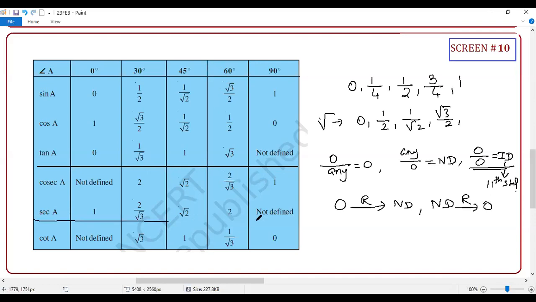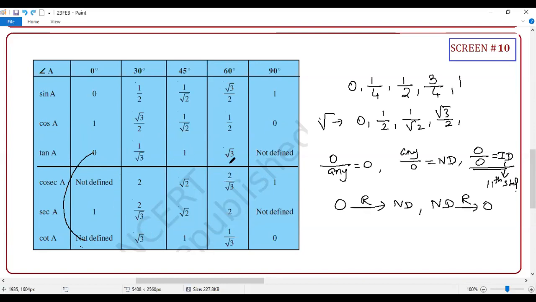Next. Sec is reciprocal of what, student? Cos. Correct or not? So apply that. Only thing, when 0 is coming, it is not defined. Now coming to this, student. What is that? Tan. Tan is reciprocal of what? Cot. So 0 is what? Not defined. This is what? Root 3 and 1. 1 by root 3.